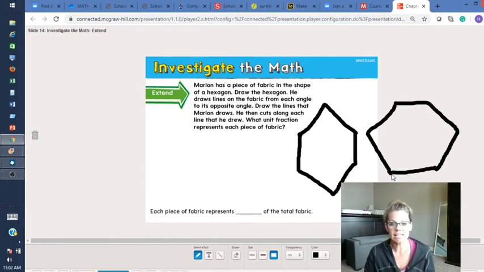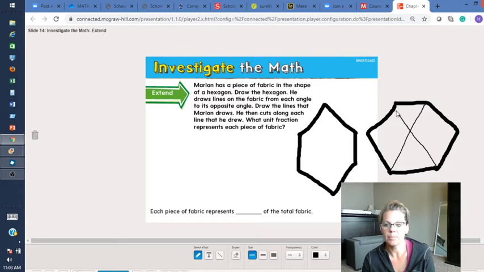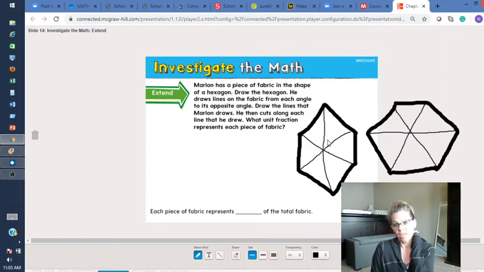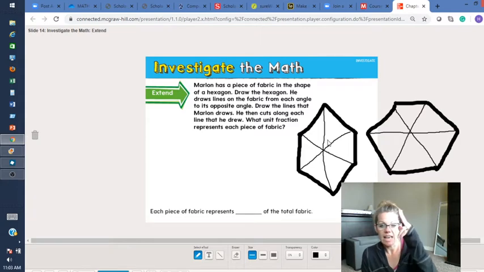Draw the line. Okay, so he draws lines on the fabric from each angle to its opposite angle. Now, you need to draw the lines that he draws. So let's try that. Let's do a smaller one. So we have to think from opposite to opposite. So if I'm going here, that would be opposite, right? Here, that would be the opposite angle. And here, that would be the opposite angle. So try that. If you're going to draw opposite angle to opposite angle, like the straight across angle and the straight across angle. Good. Okay, then he cuts along each of these lines.